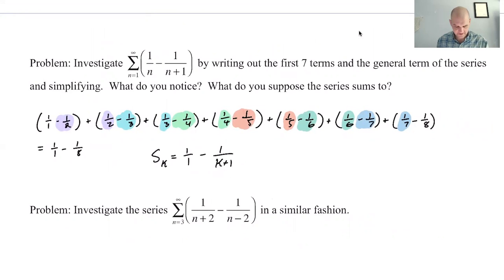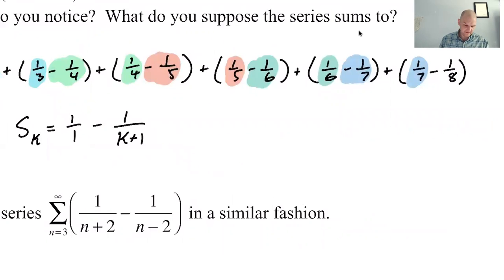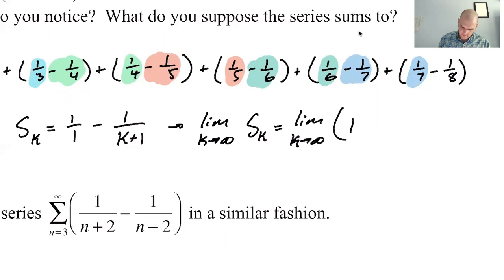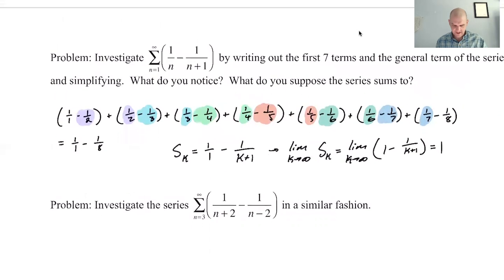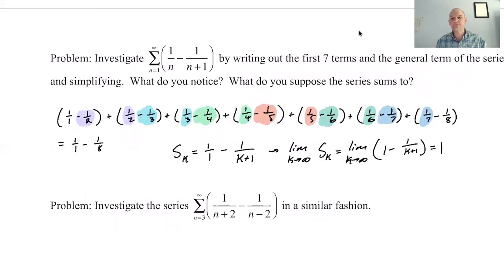I can actually do it in this case because I just need to take the limit of the kth partial sum. So if I do the limit as k approaches infinity of s sub k, it's going to be the limit as k approaches infinity of 1 minus 1 over k plus 1, which is definitely 1. So this series we were actually able to find the sum of. This series is called a telescoping series.